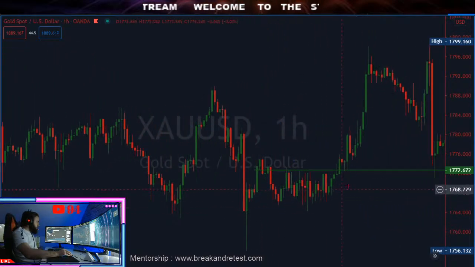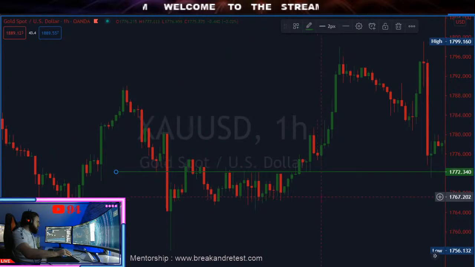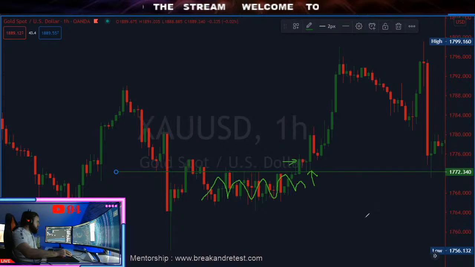It's hard to find a perfect setup on gold. You know, this one looks like it was perfect. This break, this retest, after a nice consolidation, price moved all the way to the upside. And that's a good one. If we can find something like this, it would be perfect on gold.